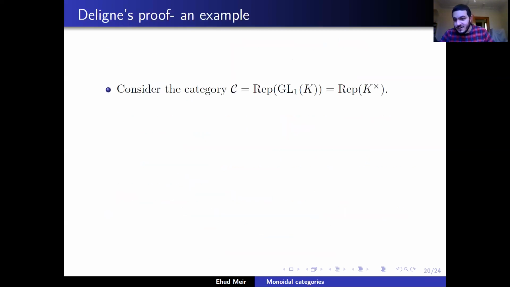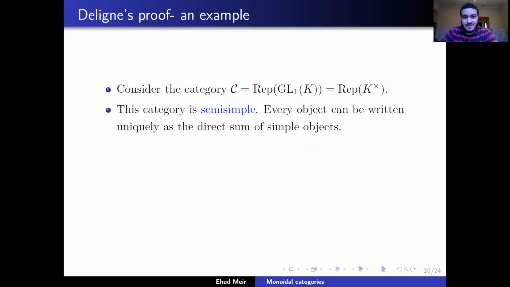I would like to give one example for this thing. So let's consider the category of representations of GL_1(K). This is just the multiplicative group of K. So how do the algebraic representations look like? This category is actually semi-simple, which means that every object can be written uniquely as the direct sum of simple objects.